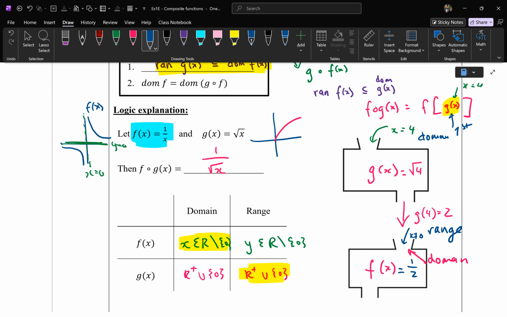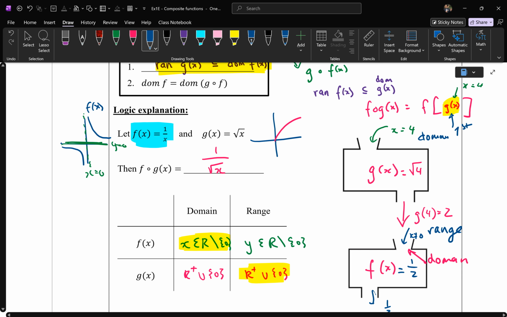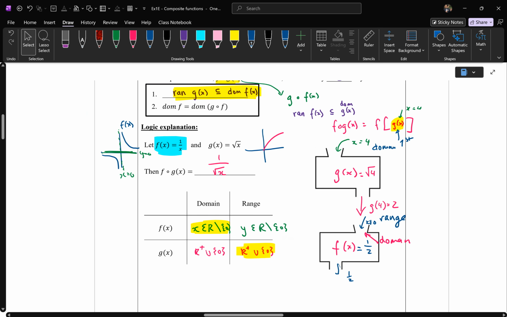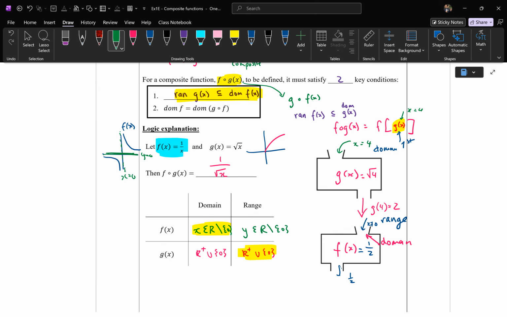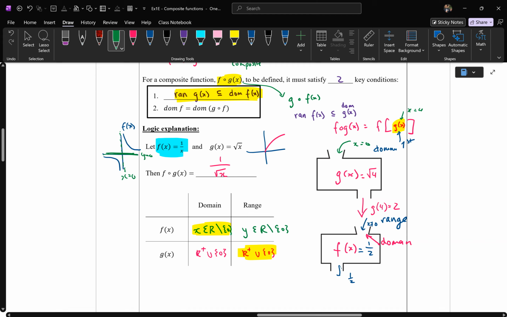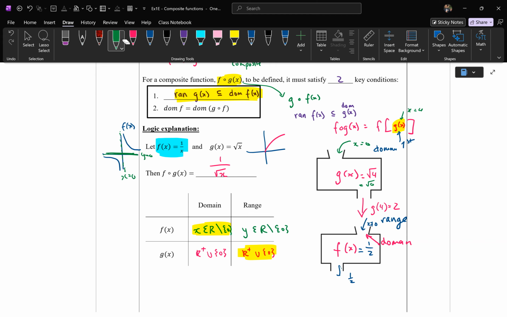That's all good. 1 on 2 spits out 1 on 2. No problems. So the problem only occurs if I substitute it as 0. See, if I substitute it instead of a 4, and I start off with a 0, you sub in a 0, all good for g of x. I can do square root of 0. Spits out g of 0 is 0.